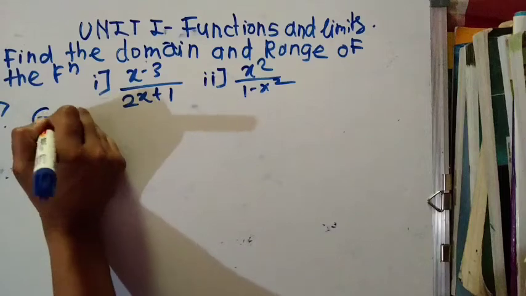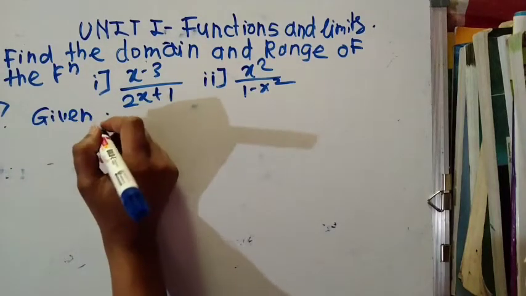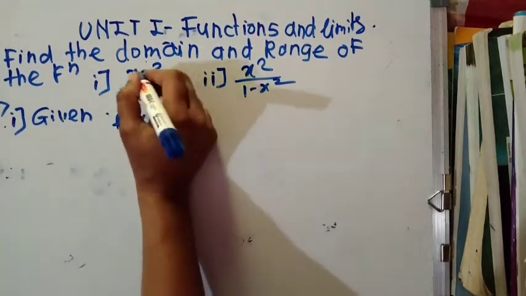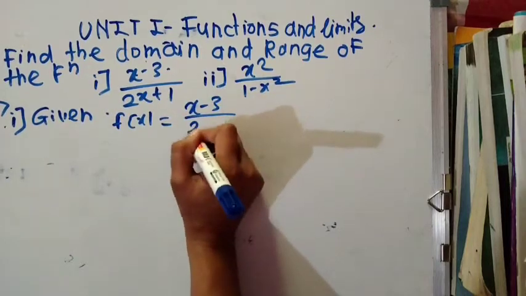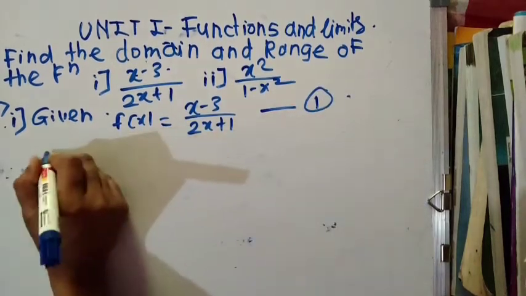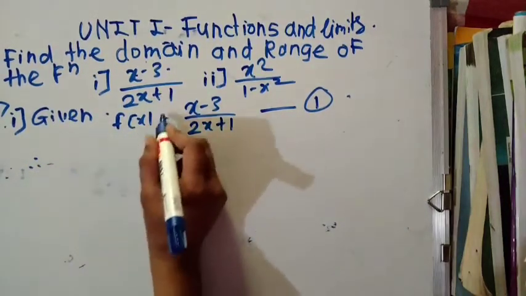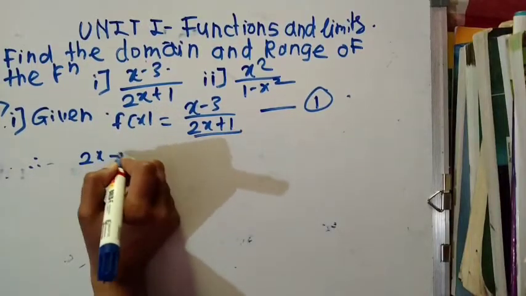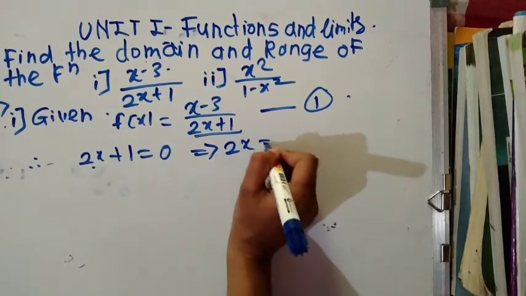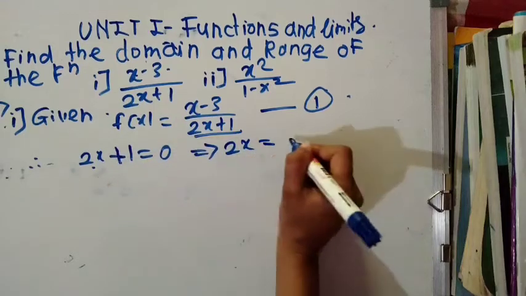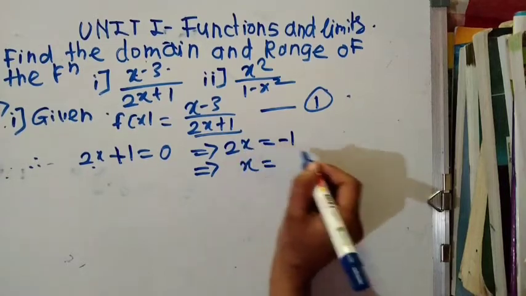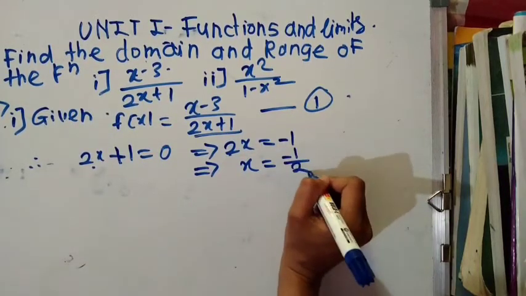So first, given f of x is equal to x minus 3 upon 2x plus 1. It is the first equation. Consider the denominator equal to 0. Then 2x is equal to minus 1. Hence x is equal to minus 1 upon 2.